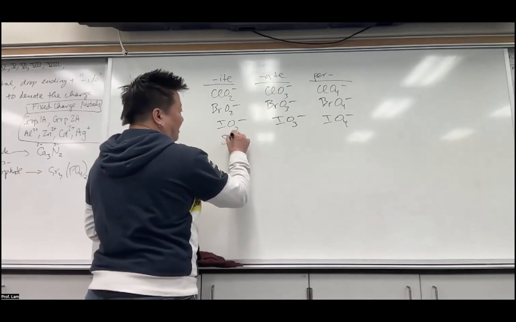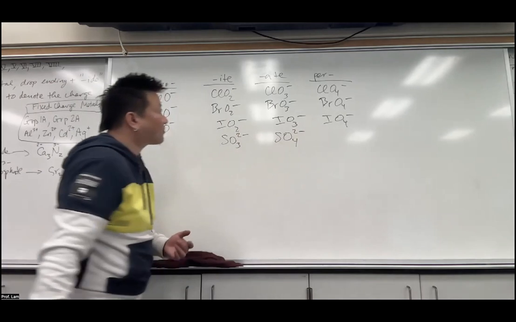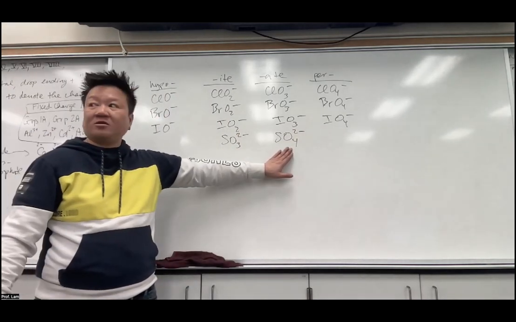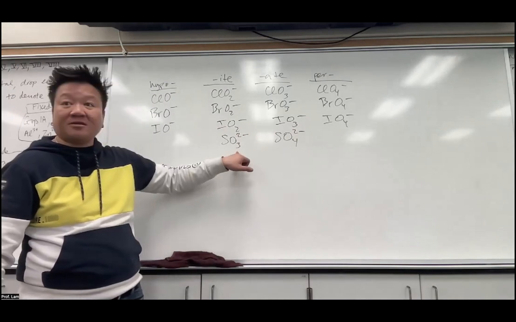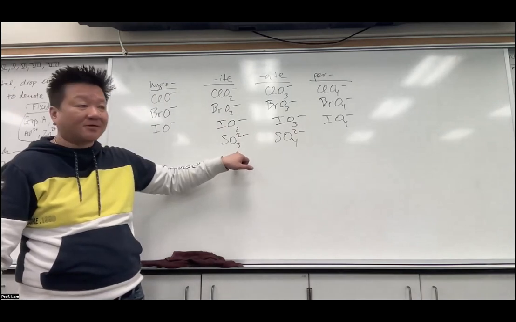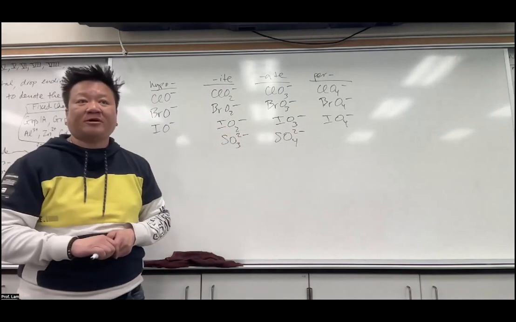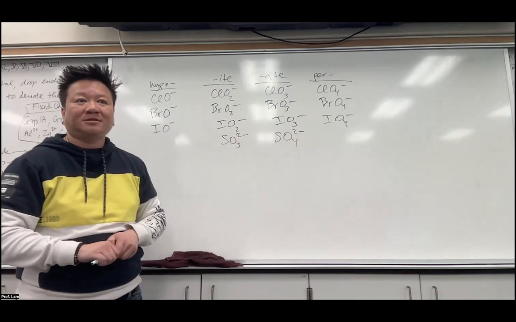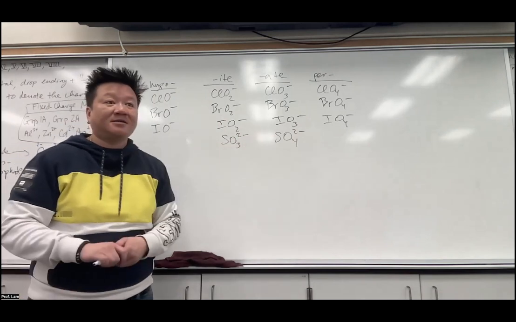Other things kind of fit this pattern. This is called sulfites, right, everybody? And this one is called sulfates. Sulfate has one more oxygen than sulfite. Okay. And why is it 2 minus? Well, where's sulfur on the periodic table, everybody? 6A, yeah. So that's why it's 2 minus.